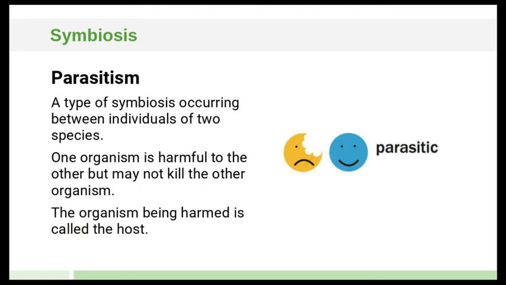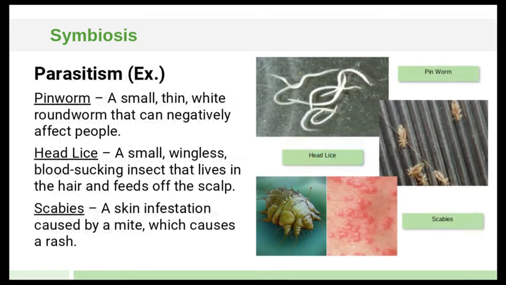So parasitism. Obviously, parasitism is where one of the two interacting species is harmed and the other one is helped. It doesn't have to kill the other organism, but it does do harm to it. So we call that organism that is being harmed the host. So here are some examples of parasitism.